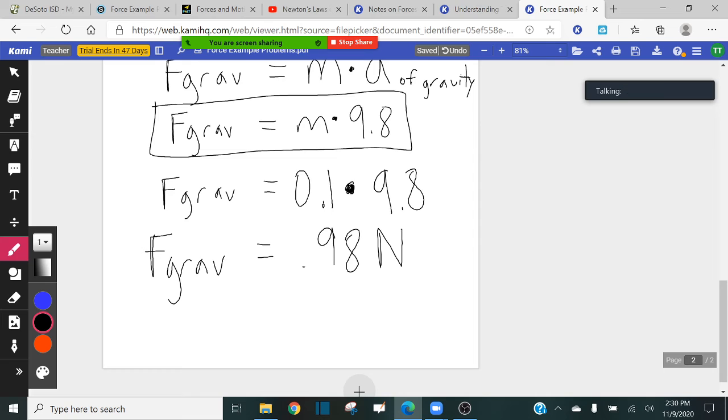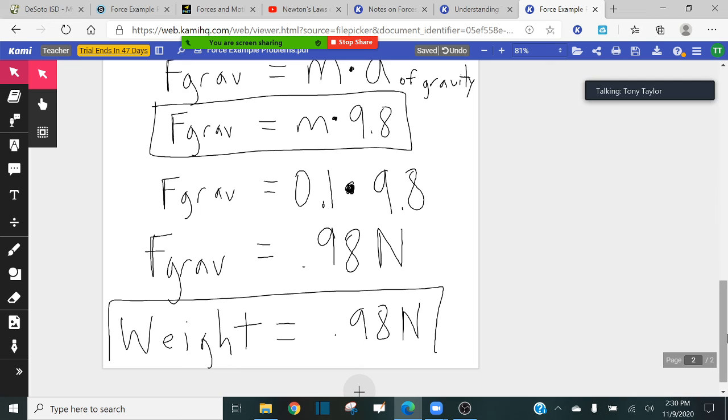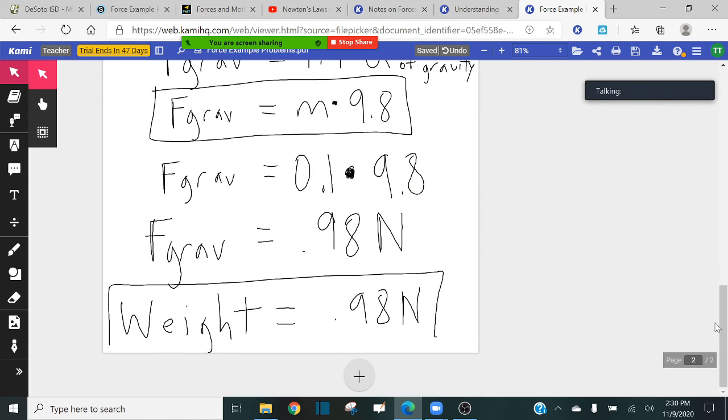newtons. Okay. So in other words, the weight of the apple is equal to 0.98 newtons, right? And that makes sense because remember what I said: if you know the magnitude of the force of gravity acting on an object, then you immediately know the object's weight, since the scale is sort of indirectly measuring the force of gravity, right? Because the force of gravity is responsible for pulling an object downward toward the scale. Okay, so that is the weight of an apple that has a mass of 0.1 kilograms.